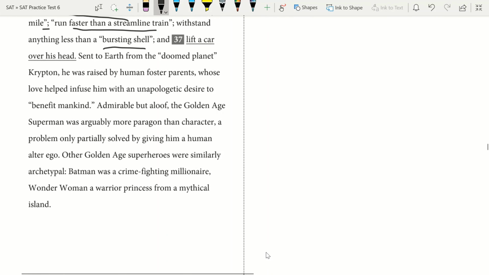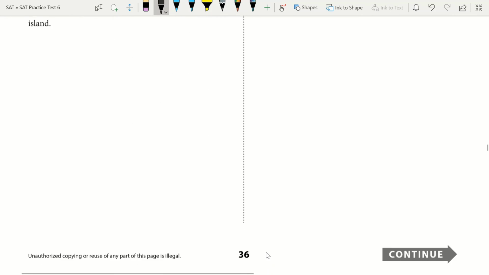Sent to Earth from the doomed planet Krypton, he was raised by human foster parents whose love helped infuse him with an unapologetic desire to benefit mankind. Admirable but aloof, the Golden Age Superman was arguably more paragon than character, a problem only partially solved by giving him a human alter ego. Other Golden Age superheroes were similarly archetypal. Batman was a crime-fighting millionaire, Wonder Woman a warrior princess from a mythical island.